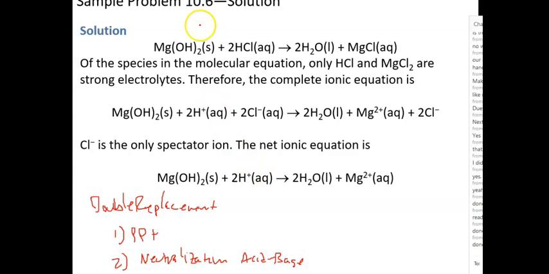So here's an example. You have a base right here, the magnesium hydroxide, adding it to the acid, and it neutralizes. You get water and salt at the end. All right, and your net ionic equation usually becomes H plus OH minus gives you H2O. In this case, it's a little different, but notice you have the H plus and the hydroxide. So that's the other type.